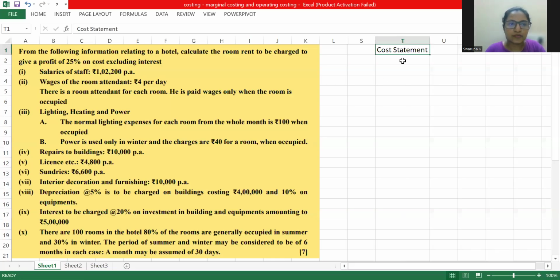Hello everyone. So today we are going to take up a question on operating costing. Operating costing mainly applies to the service sector, like the hotel industry or the transport industry. And the most important factor of operating costing is to find out the total number of room days or the passenger kilometers, because the price that we are going to charge is per room per day, right?